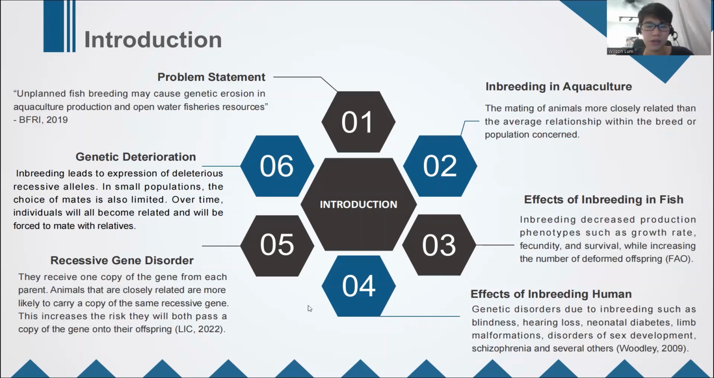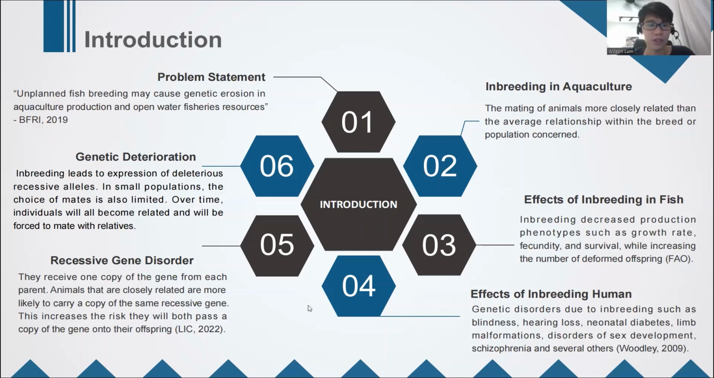The fourth, we're going to talk about the effect of inbreeding in humans. This is going to cause genetic disorders due to inbreeding, such as blindness, hearing loss, neonatal diabetes, limb malformation, disorders of sex development, schizophrenia, and several others. This is from Woodley 2009.